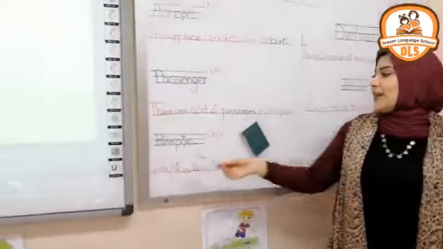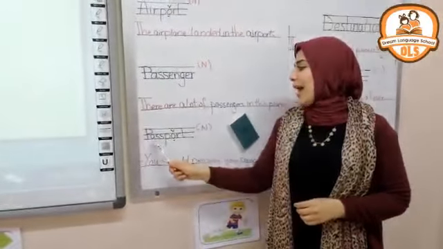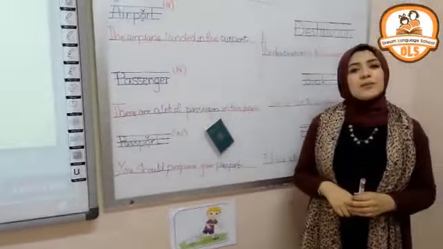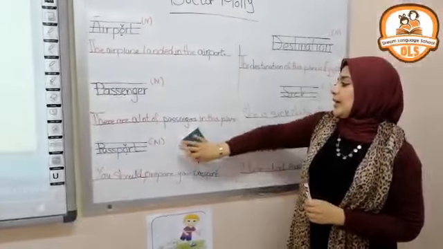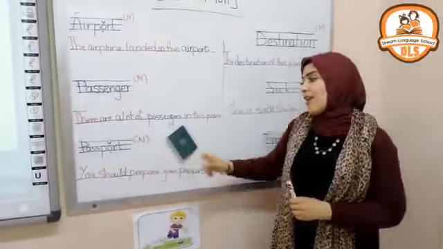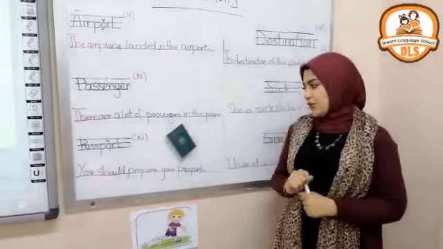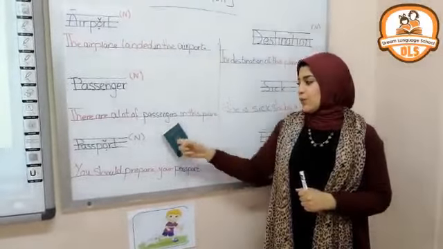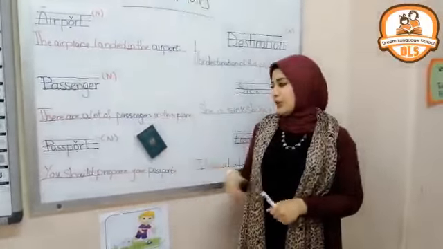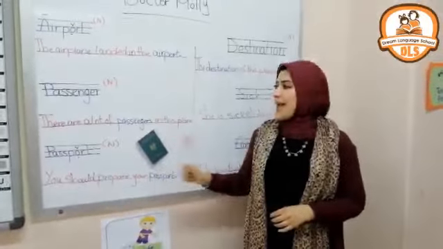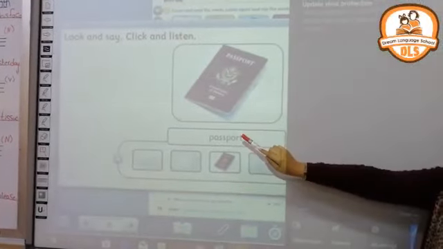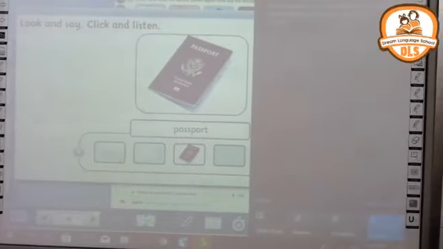The third one is passport. Short O. Passport. What is a passport? It's a small book that in it we're going to find my name, my nationality, and some information about me. I should have a passport before I travel to any country. So I can't travel to another country without my passport? No, I should prepare my passport when I travel to any country. Passport. You should prepare your passport. Let's listen to it.